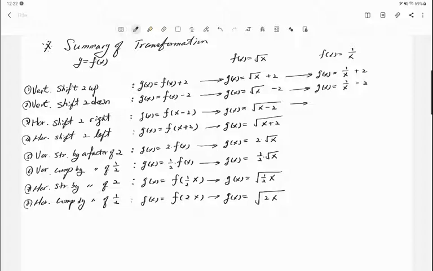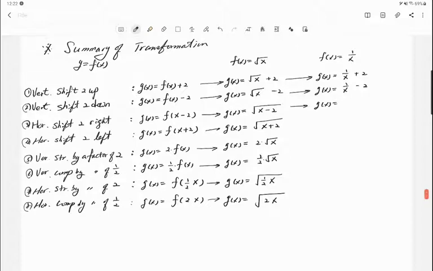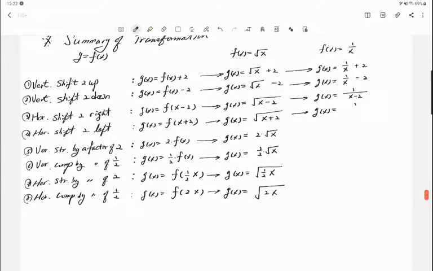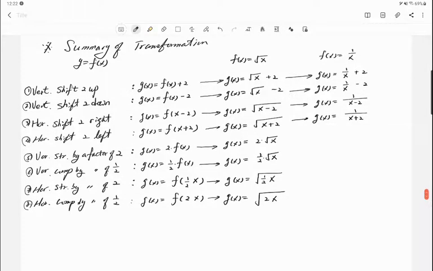How about horizontal shift? 2 units to the right, then what do we do? Replace x with what? x minus 2, right? So x is replaced by x minus 2. So this will be the graph of f of x shifted 2 units to the right. How about if you shift 2 units to the left, then replace x with what? x plus 2. So in 1 over x, this x will be replaced by x plus 2.